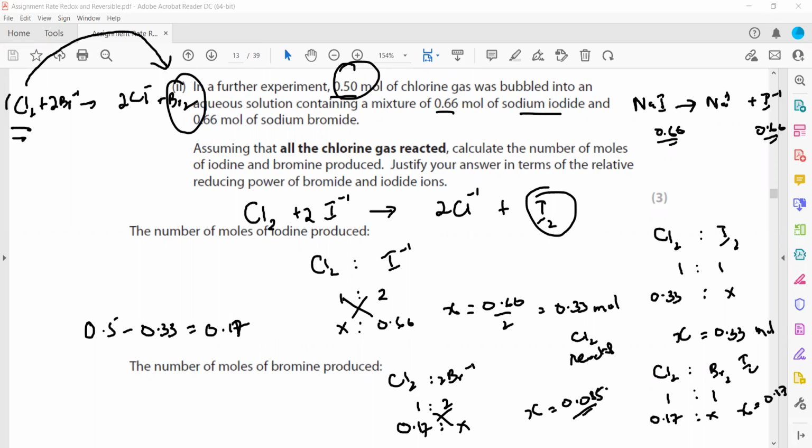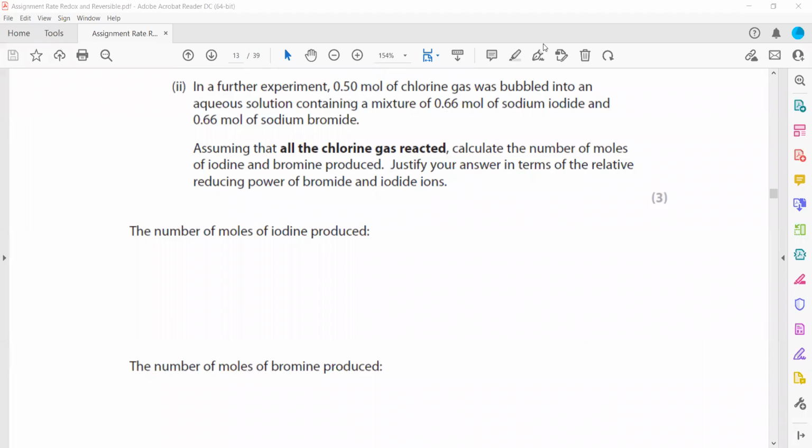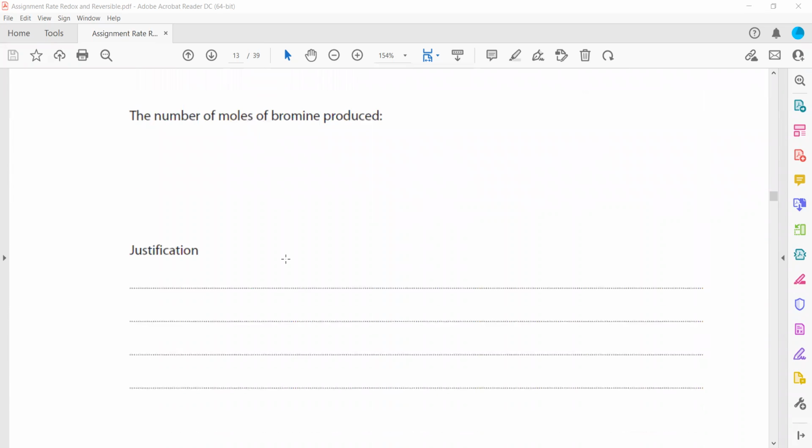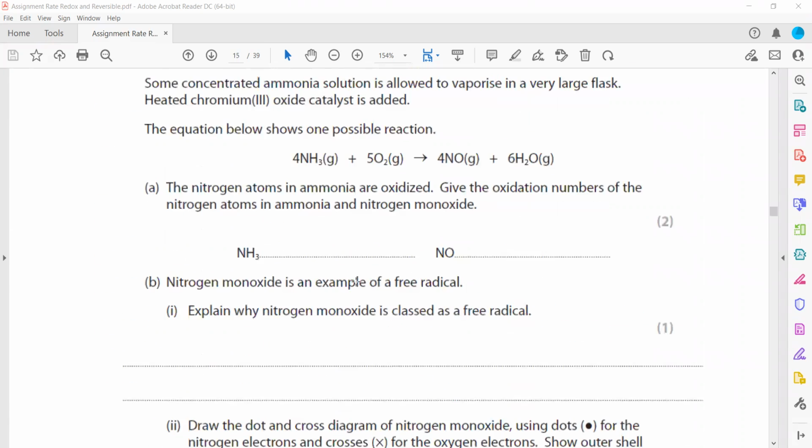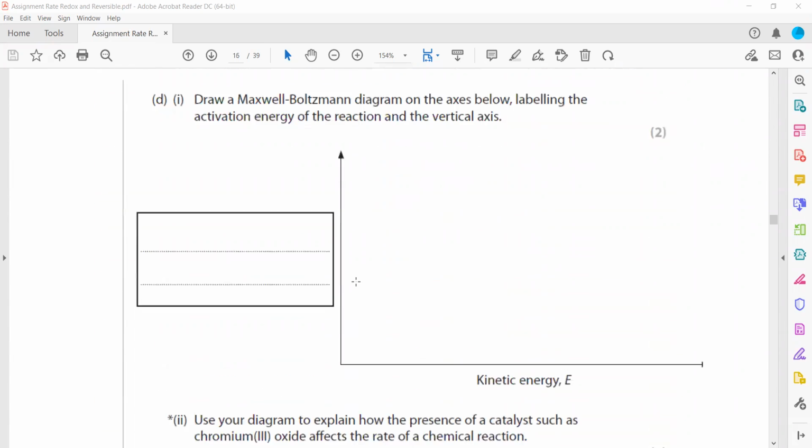And when we compare the reduction power, iodide is a good reducing agent as compared to bromide. So reduction power increases as we go down the group. Is this question clear? Then the next question is 18. The doubts 18, 19 and 20.